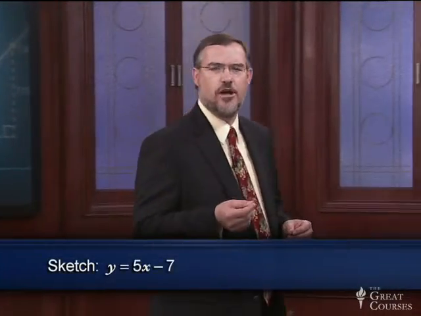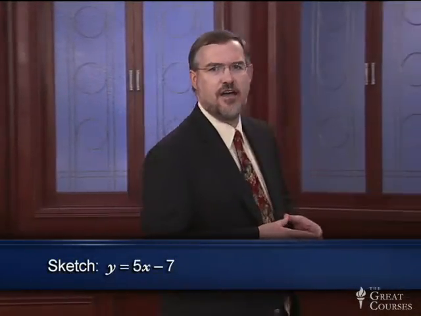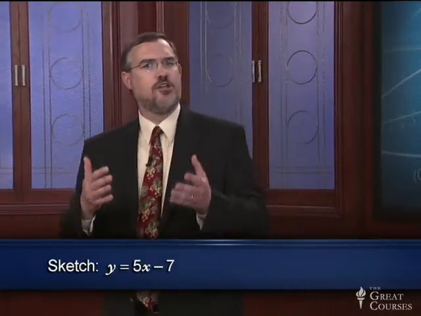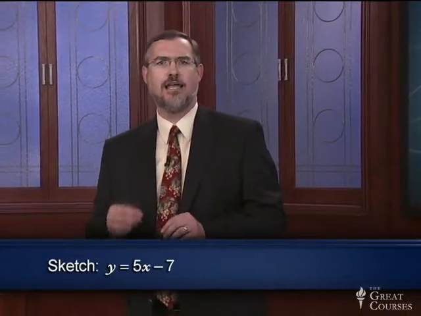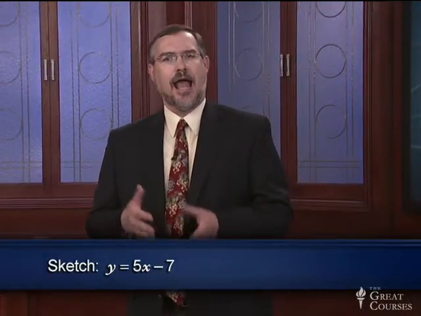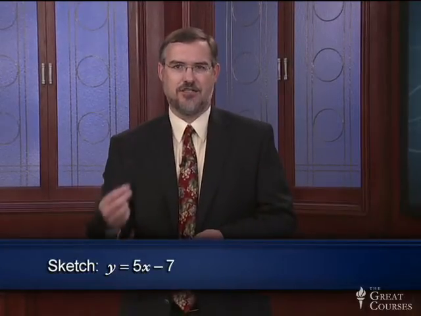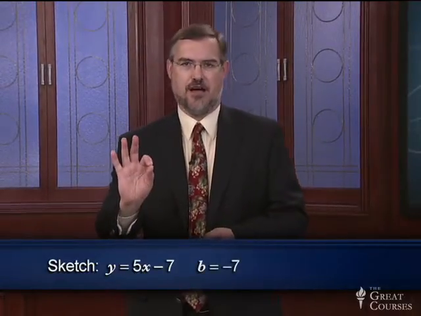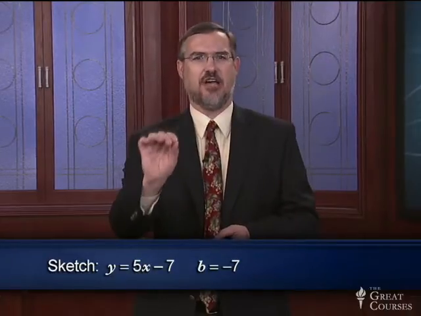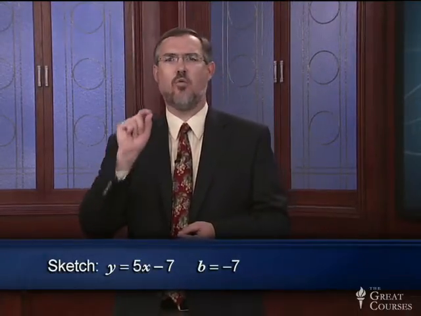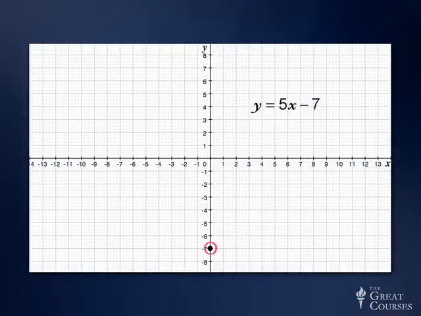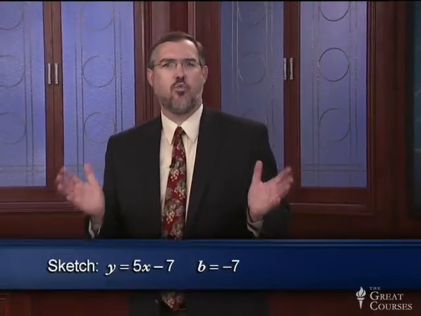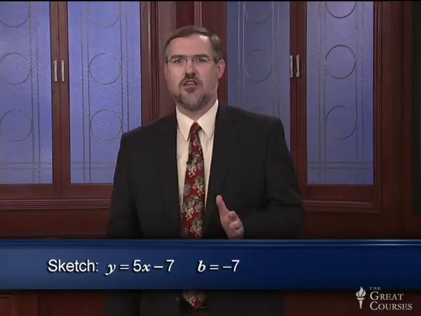Sketch the graph of the equation y equals 5x minus 7. So we know that this is in slope-intercept form because it's of the form y equals mx plus b. And that means we can immediately spot the y-intercept. The b value, if you will, is equal to negative 7. So I know I can go plot one of the points right away. That's going to be the y-intercept at the point (0, -7). So I plot that point, and now we just need one more point in order to sketch the line.